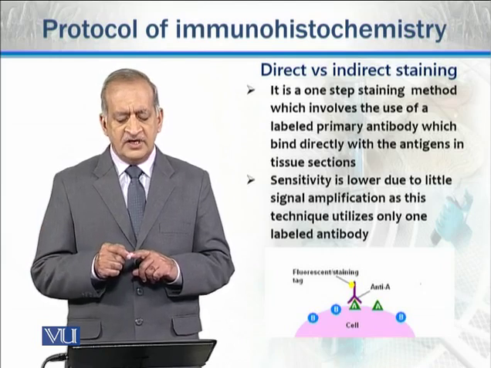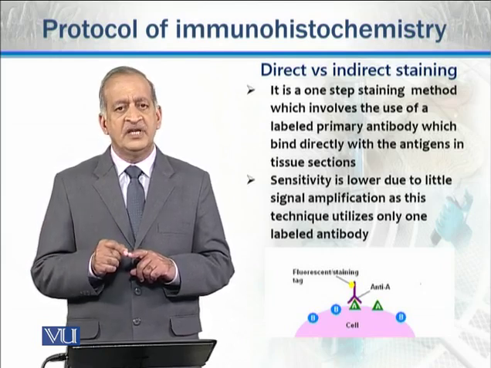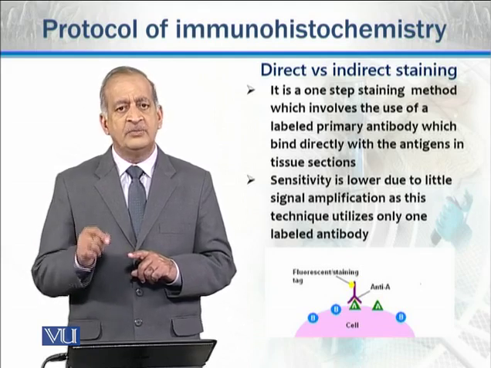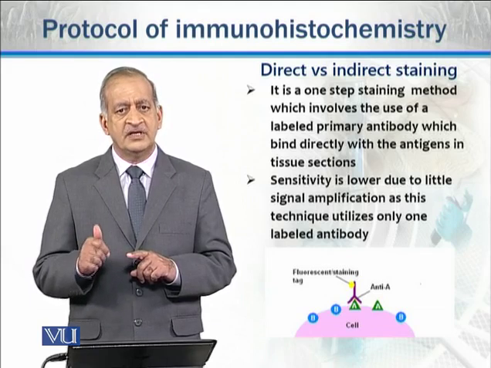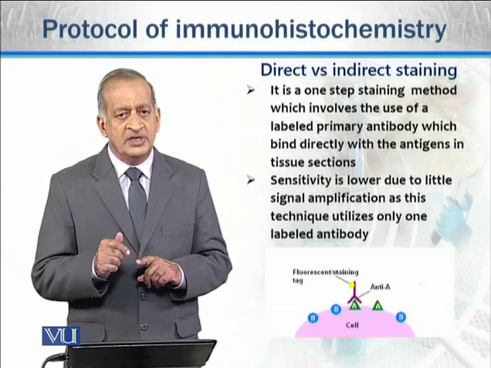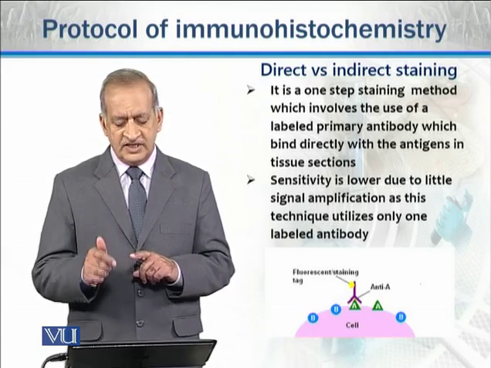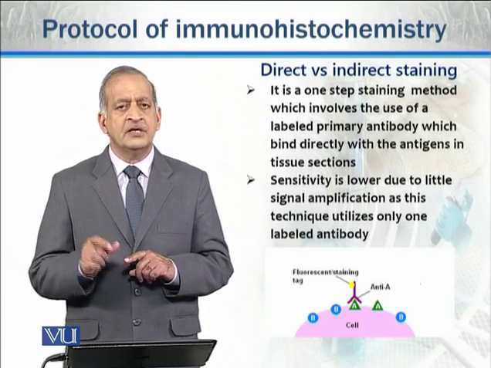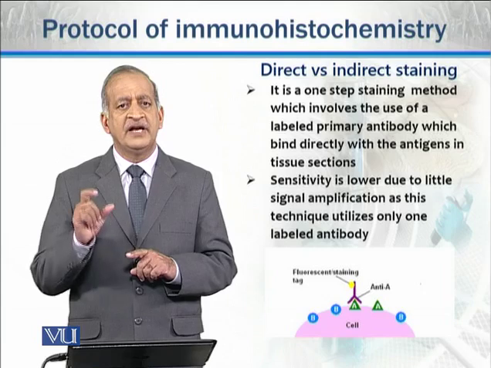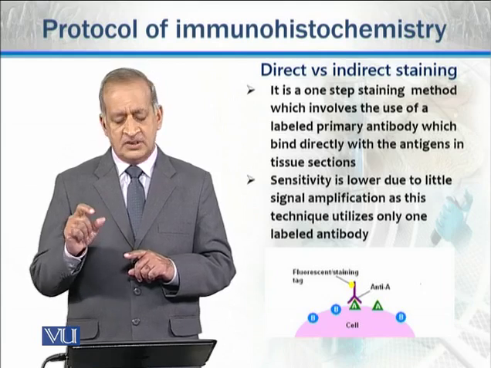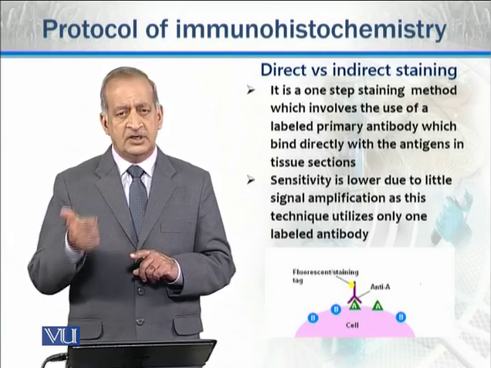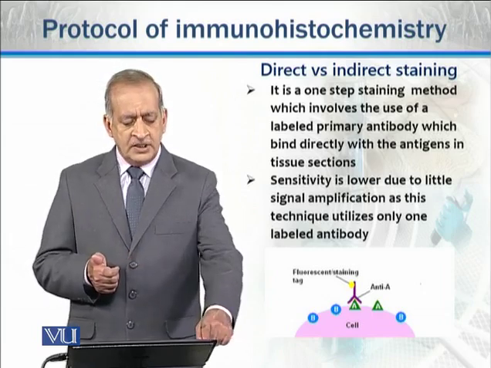Here in the figure it is shown that if, for example, there is an A molecule in the tissue, anti-A antibody will bind with that particular antigen in the tissue. And this anti-A antibody is labeled with some fluorophore, as can be seen here. So the primary antibody which is used here is directly labeled, and that makes the antigen which is present in the sample or in the tissues visible.